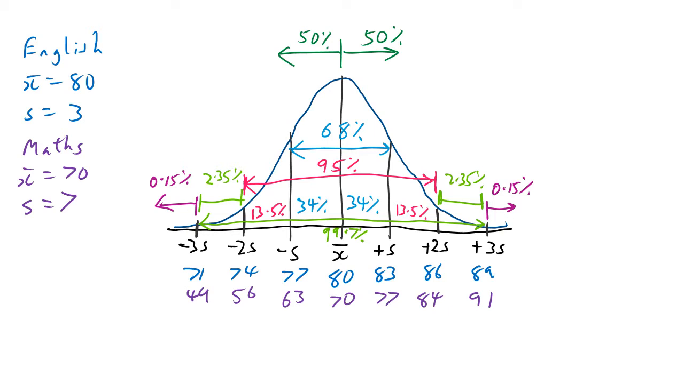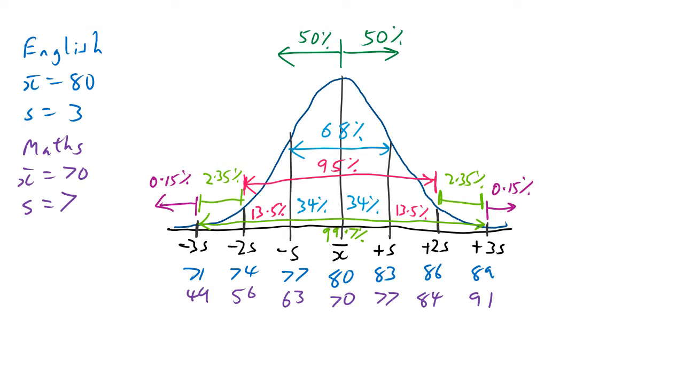Now you can see that if you score 80 on the English, then half the class did better than you, and half the class did worse than you, because that's the mean. But 80 looks better than 70 in the maths, but 70 in maths means half the class did better than you and half the class did worse than you. So actually 80 and 70 are the same, but they look different. And so that's not great.